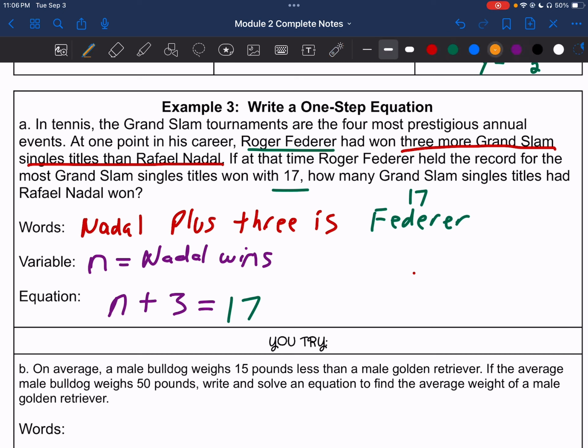So now that we have the equation, we're going to subtract 3 from both sides, and we get that n is going to be equal to 14. Sorry, not subtract 3. Yes, subtract 3. And Nadal at that time had 14 titles, compared with Roger Federer's 17. Two of the greatest all-time men's tennis players that there are.